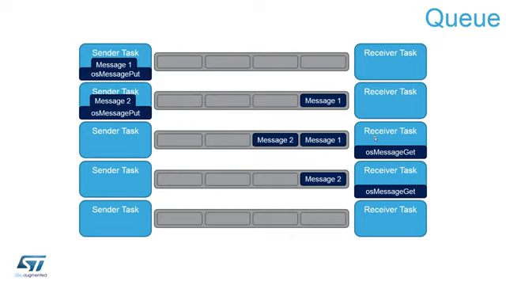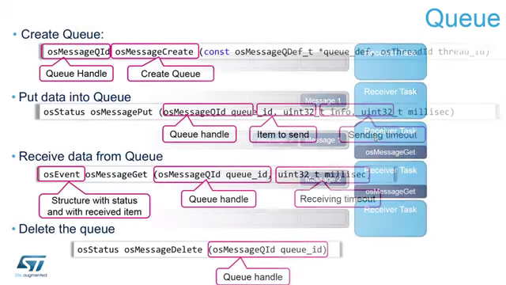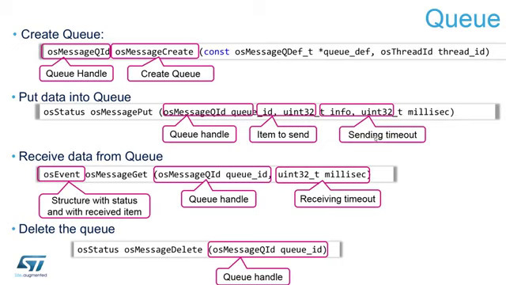So it can time out if the receiver doesn't take any message out of the queue. And on the other side, the message can be received, and it is received and returned through the OS event structure. This structure contains a couple of elements, where one of them is the data that can be typecasted as a pointer or a value, and there is as well a status telling whether there was a message received or whether there was a timeout.